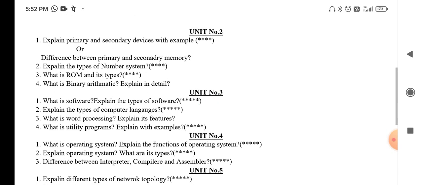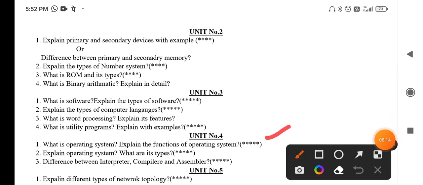Next, when it comes to unit number 4, first: what is an operating system? Explain the functions of an operating system. You know the definition of an operating system? An operating system is an interface between the user and the computer. Without an operating system, a user cannot interact with the computer.